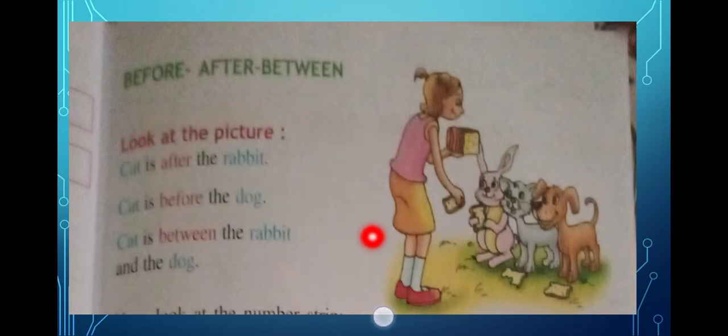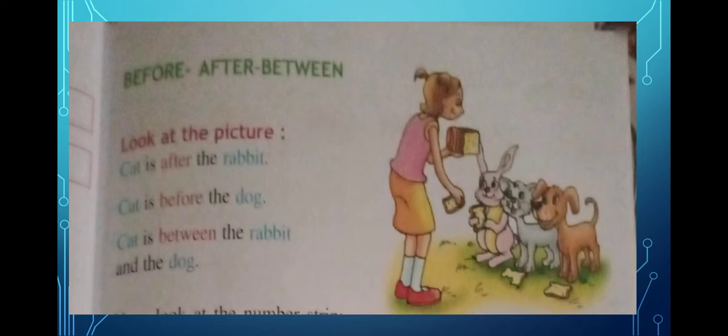So before, after and between. See, there are three pictures given. This is the picture of a rabbit. This is a cat. This is a dog. The cat is after the rabbit, isn't it? So the cat is in the middle. After rabbit, what is it? Cat. Now the cat is before the dog. So before the dog is cat. Understand? Also the cat is between the rabbit and the dog. Alright children, I hope you understood.